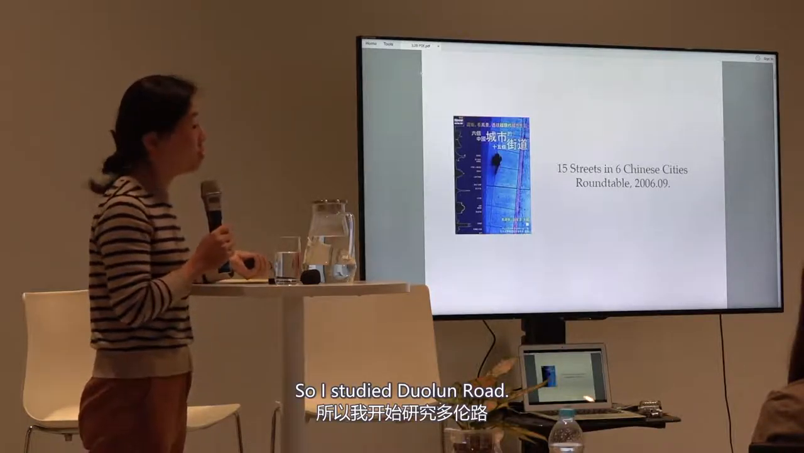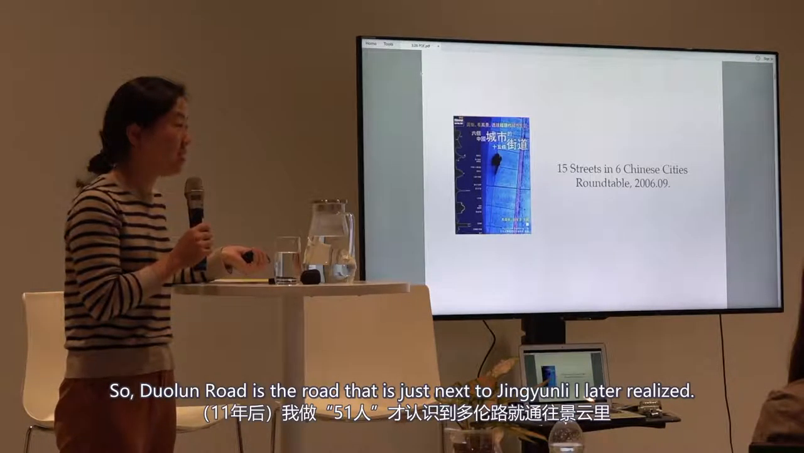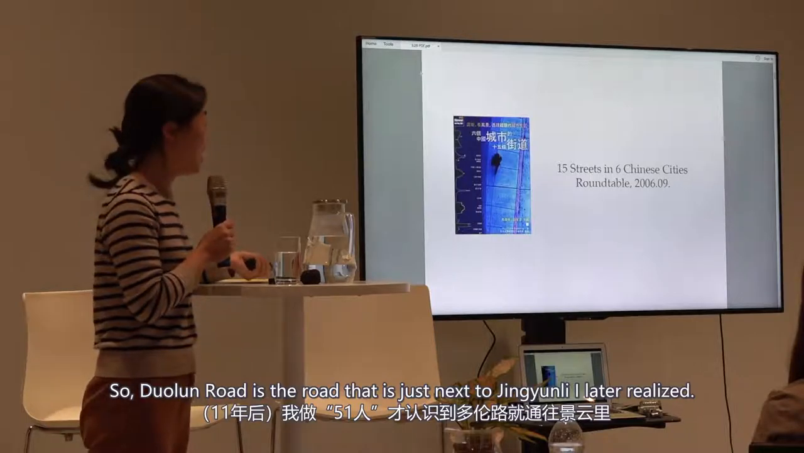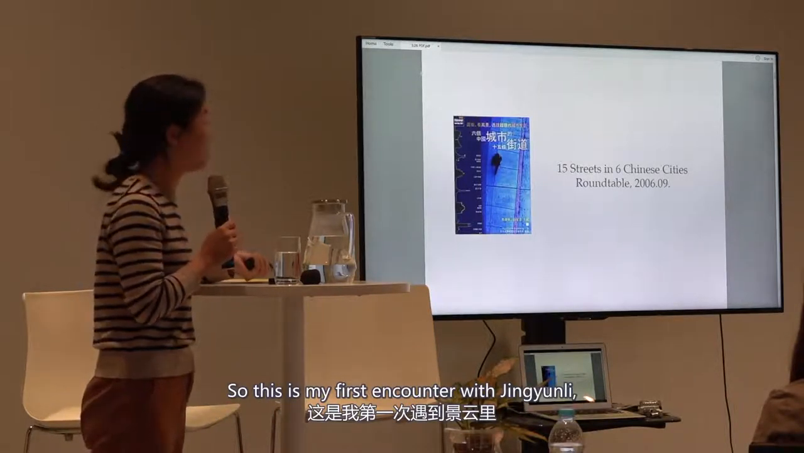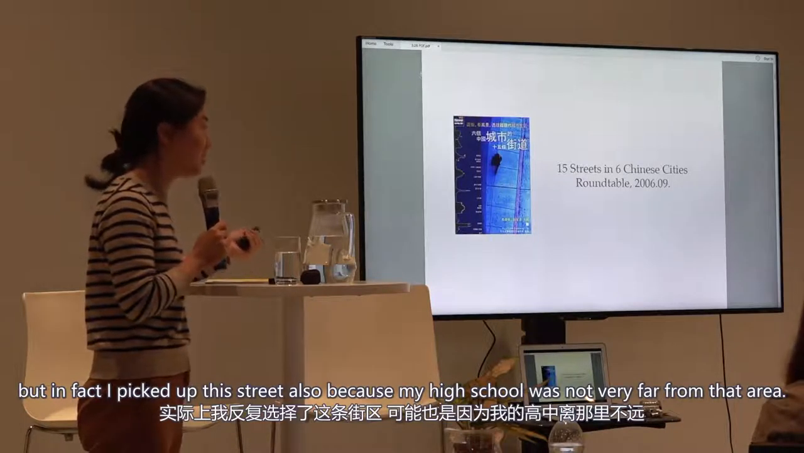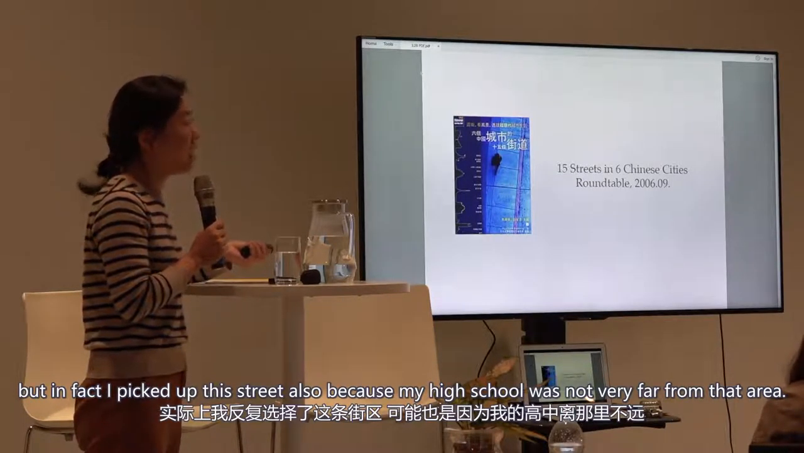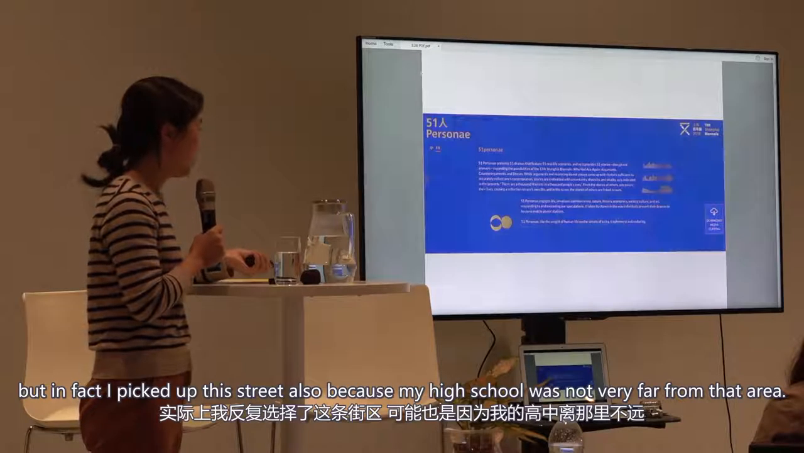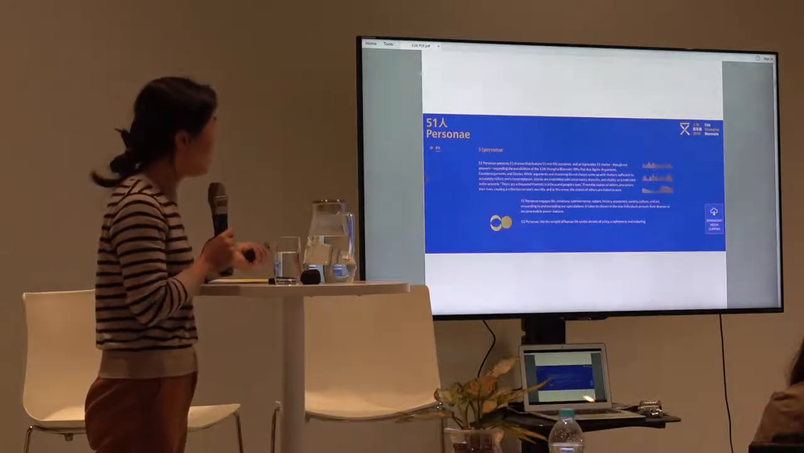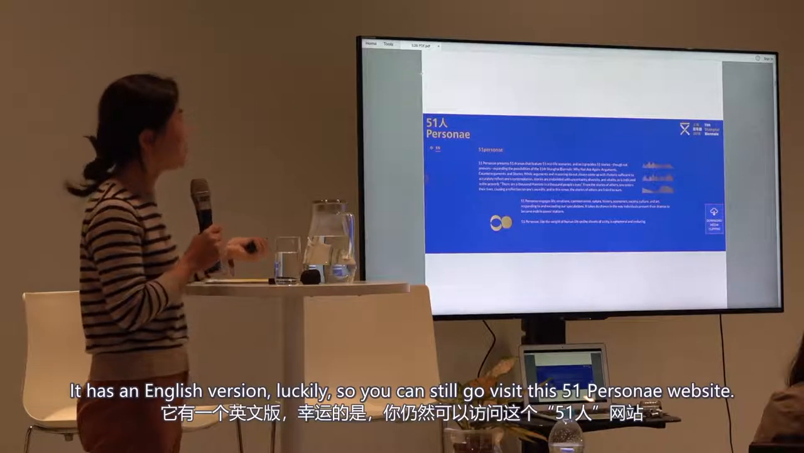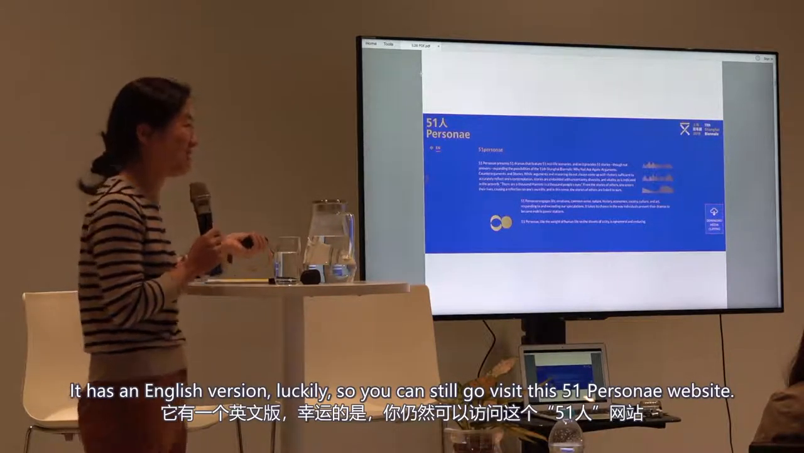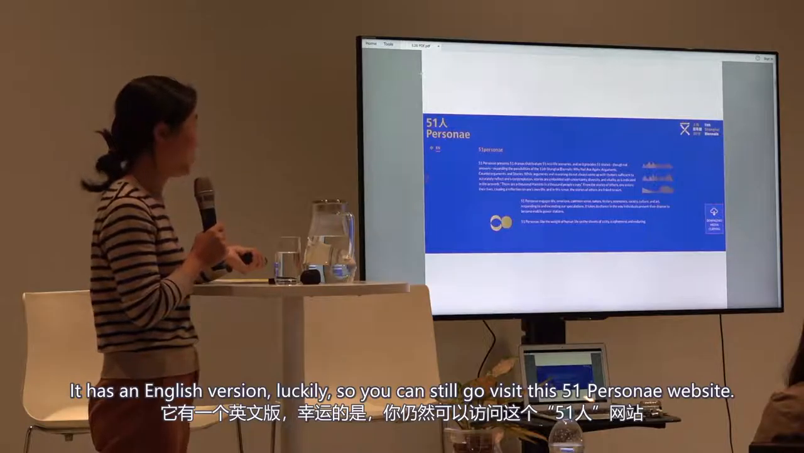So I studied Dolun Road. Dolun Road is the road just next to Jing Yunli, as I later realized. So this is my first encounter with Jing Yunli. But in fact, I picked this street also because my high school was not very far from that area. So 51 Personae, this is the website. It has an English version, luckily, so you can still go visit this 51 Personae website.